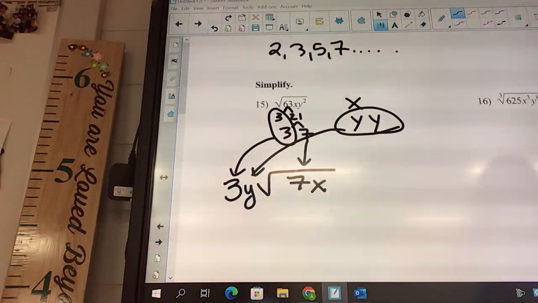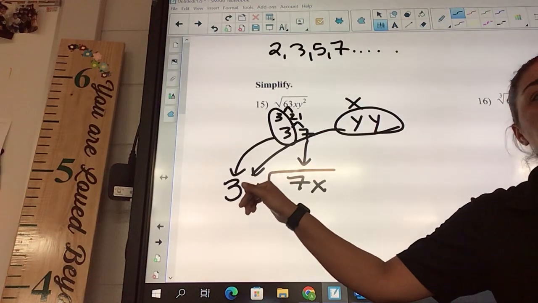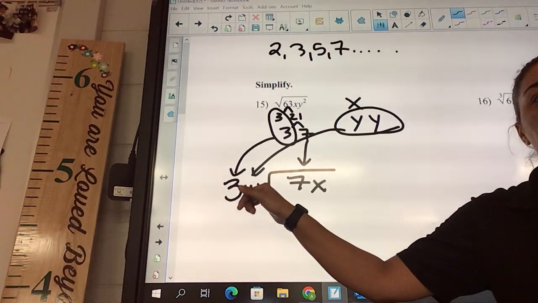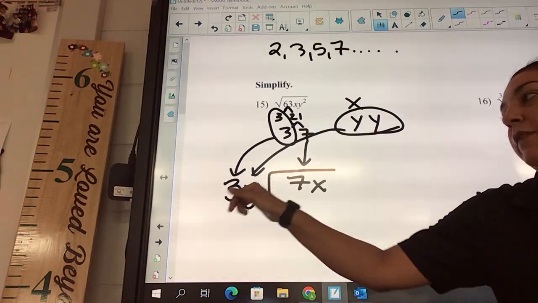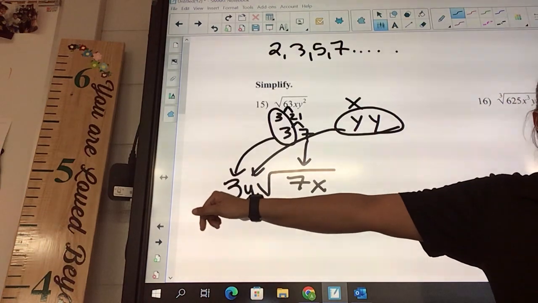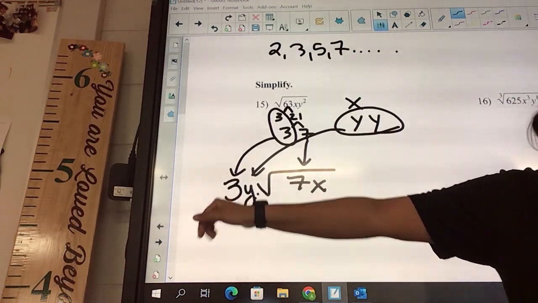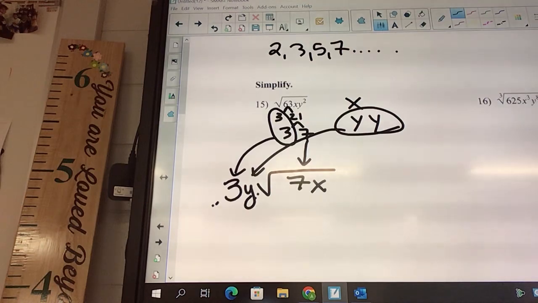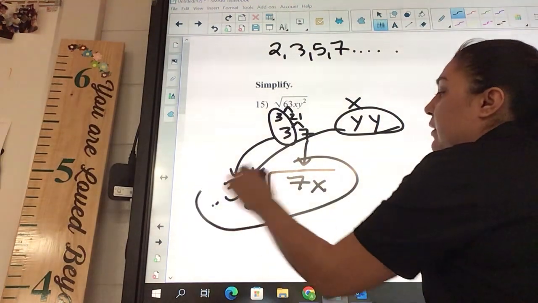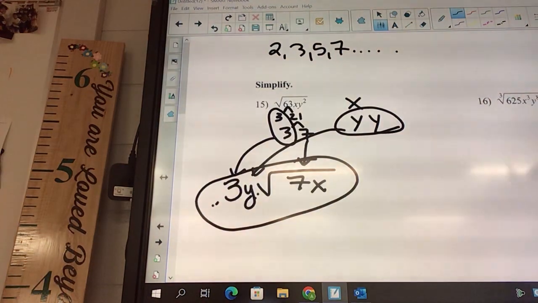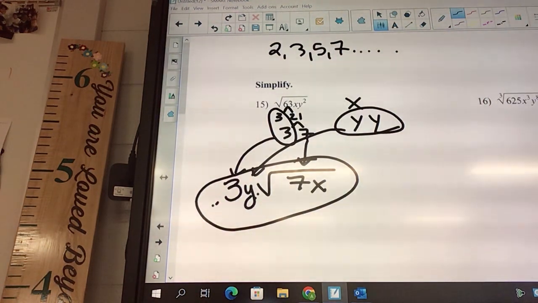What if I had 2 y's here? What's it going to look like? y squared. What if I had 2 3s here? You multiply them and it'd be 9. So if you have extra stuff, they're going to get multiplied. And so this is our answer. It's completed and finished.